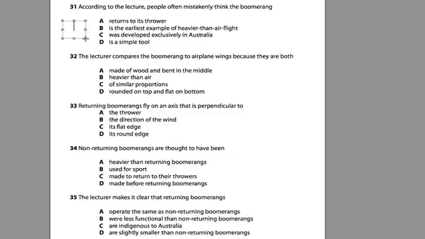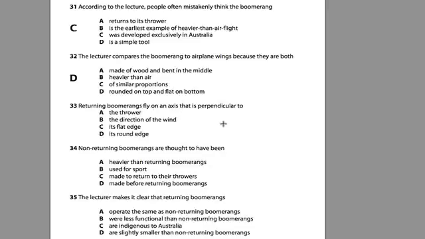I guess I can write these as we go along. Okay, the lecturer compares the boomerang to airplane wings because they are both. Now, he talks for a good 20 seconds about the similarities between airplane wings and a boomerang. Made of wood and are bent in the middle? The bent part is true. He mentions that. He doesn't say anything about being made of wood, though. Heavier than air? No. He doesn't mention that. Of similar proportions? Again, not really mentioned. Rounded on top and flat on bottom? That's the answer. That's what he states. They both have a rounded top and they're flat on bottom.